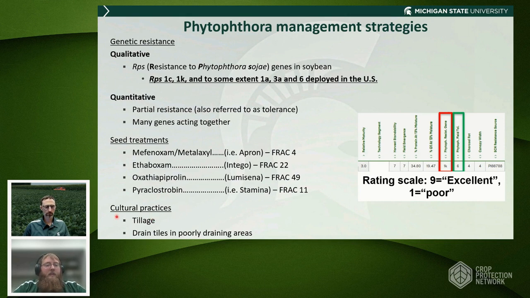Besides genetic resistance and seed treatments, if you have areas of the field that are reliably pooling water every year when it rains, you can utilize drain tiles in some of those poorly draining areas. Or if you've had to do a lot of passes through your field and the soil is very compacted, you could look to potentially tilling to try and reduce some of that compaction and allow for better drainage of the soil.